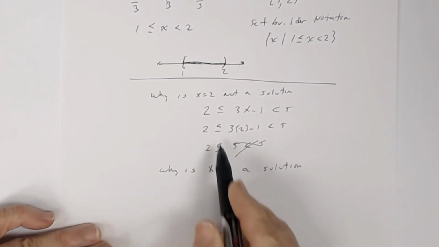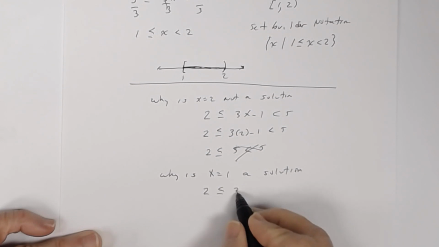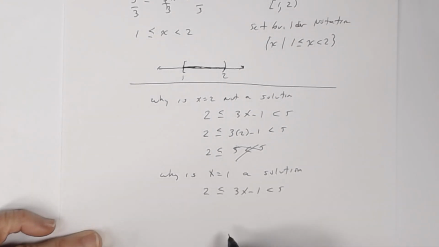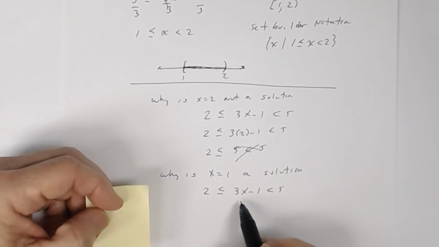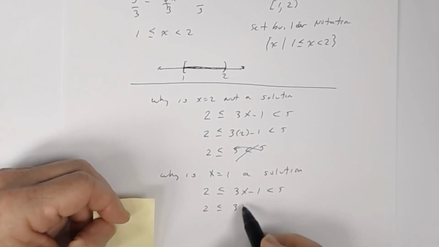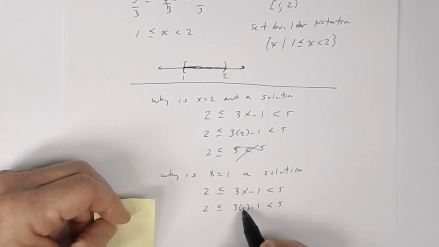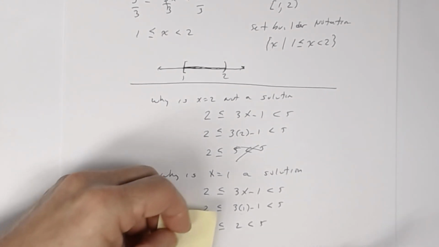So again, same thing. If I rewrite the original compound statement over and substitute 1, I get 2 is less than or equal to 3 times 1 minus 1 is less than 5. 3 times 1 is 3, 3 minus 1 is 2. So I get this. Okay?